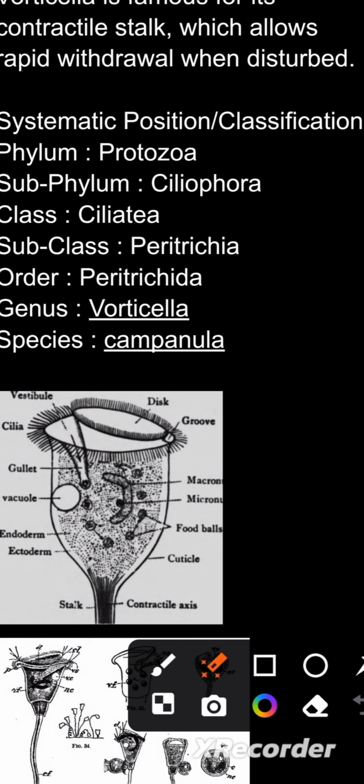Remember, the Cilio prefix refers to organisms which have cilia.